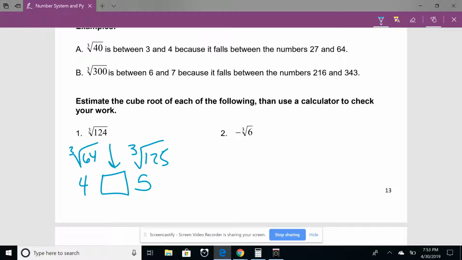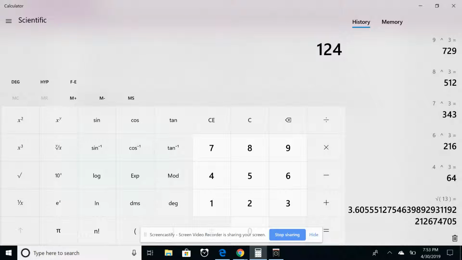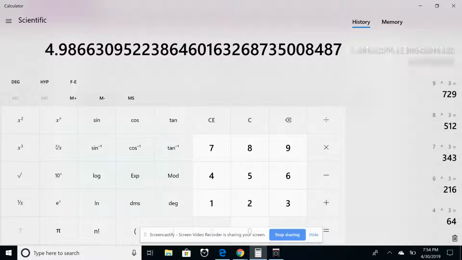So I'm going to say it's like 4.9. Let's see. 124. Do I have a cube root button on this? We have a cube root button right here. Boom. 4.9. Yep, right here.